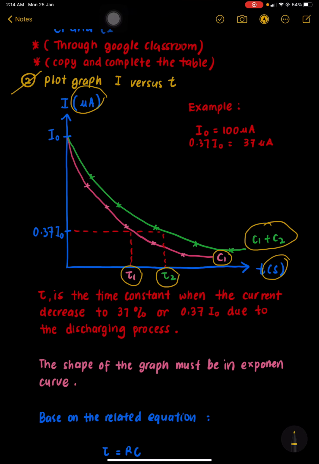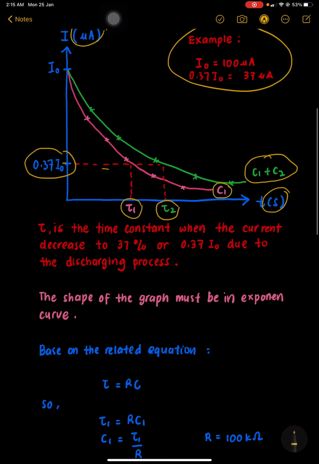To get tau 1 and tau 2, the time constants, depend on the value 0.37 of I0. For example, if I0 is 100 microampere, then 0.37 of I0 is 37 microampere. You have to locate 37 microampere, draw a dotted line passing through the exponential graph, and then you can determine tau 1 and tau 2.